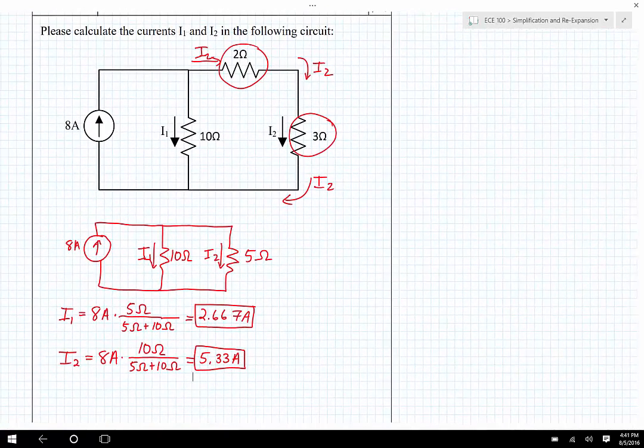Notice that although I combined the 2 ohm and the 3 ohm resistors in series in the first step, because I2 persisted into the second version of that circuit, I didn't have to go any further. I could just use current division, and I was ready to go ahead and solve the problem.